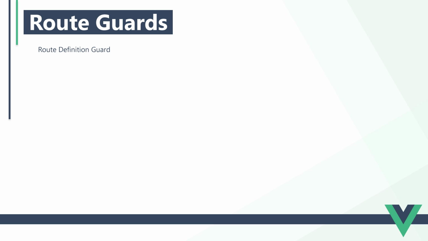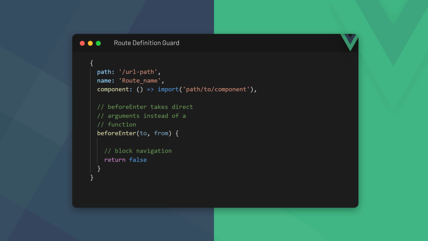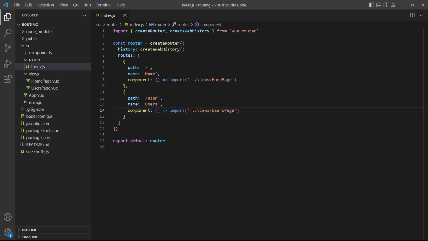There is only one guard we can define inside the route array, namely, beforeEnter. It works the same as beforeEach, except it's only executed for the route we define it in. The to and from parameters are specified in its parameter list instead of a callback function. For our example, we'll block access to the user's page and show an alert message.